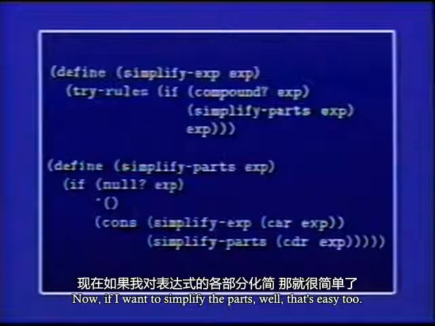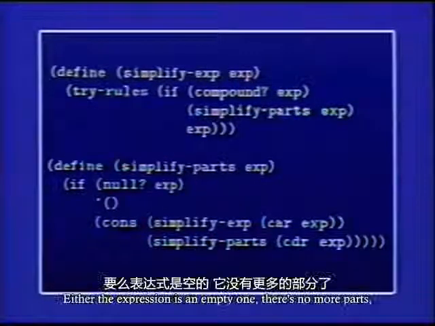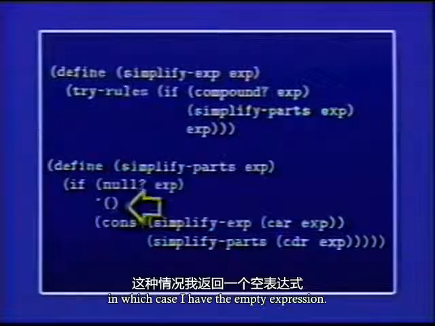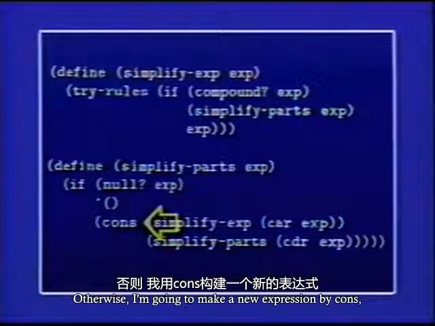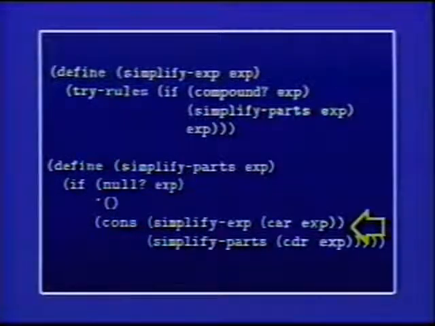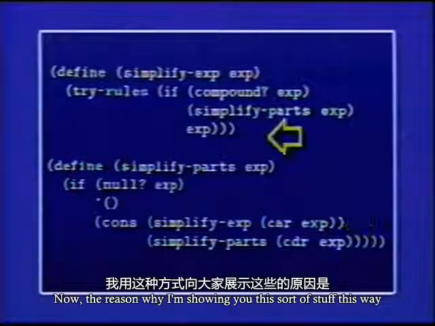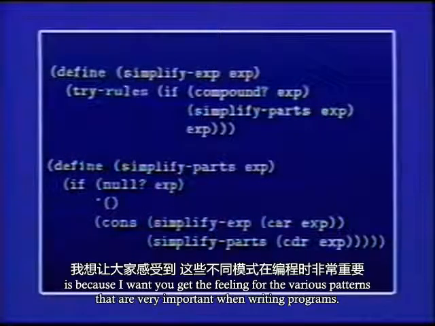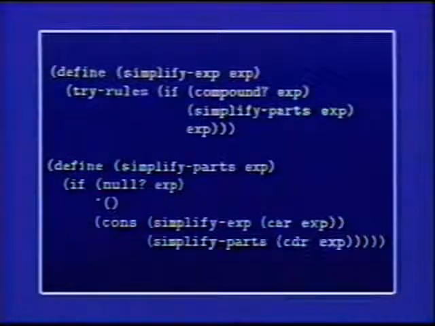Now, if I want to simplify the parts, well, that's easy too. Either the expression is an empty one, there's no more parts, in which case I have the empty expression. Otherwise, I'm going to make a new expression by cons, which is the result of simplifying the first part of the expression, the car, and simplifying the rest of the expression, which is the cdr. Now, the reason why I'm showing you this sort of stuff this way is because I want you to get the feeling for the various patterns that are very important when writing programs.